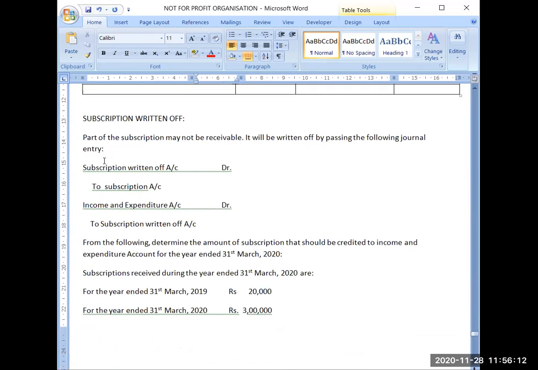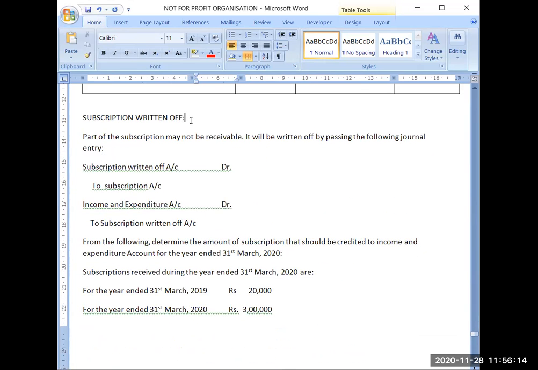Now one more thing is there, subscription written off. What is subscription written off? Sometimes some of the members have not paid their subscription. And now for any reason, maybe they are not members now, or they are insolvent, they will not be able to pay that outstanding subscription now. So that's why we will write off that income then.